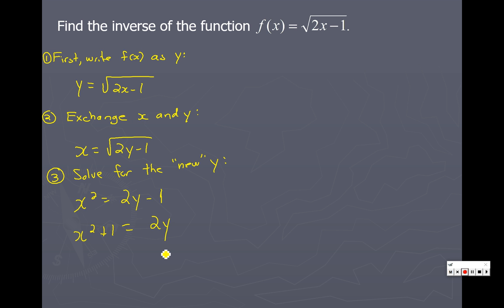And finally, there's a multiply by 2 there. I want to do the inverse of multiplying by 2. And the inverse of multiplying by 2 is dividing by 2. There, I've completed step 3 of finding inverses. I've solved for the new y. Step 4.